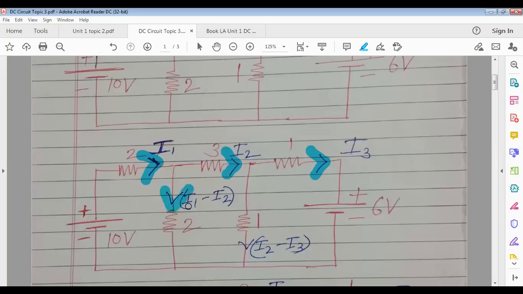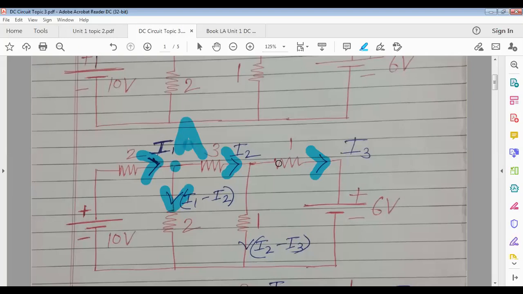Now once I have represented I1, I2, I3 like this, obviously how much current will flow through 2 ohm? I1 minus I2. Correct. I1 is coming toward this node. Suppose I mark this node as A, and I2 is leaving the same node, then obviously in the downward direction it will be I1 minus I2.